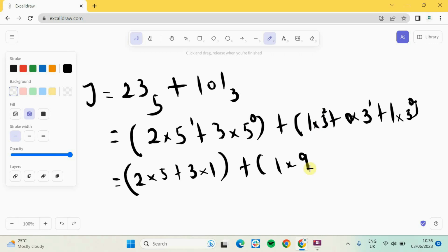So I'll put 9. Plus 0 times, like I said, anytime you have 0 multiplying, you don't need to bother yourself. Just say plus 0. Plus 1 times 3 raised to the power 0. Anything raised to the power 0 is 1, right? Great. So let's simplify now.